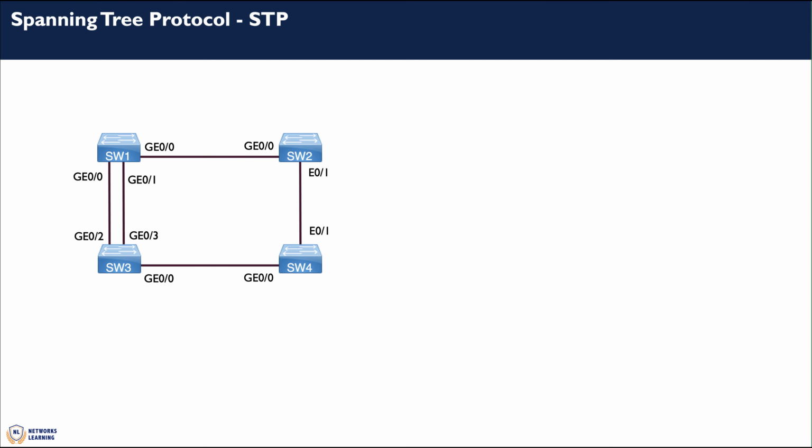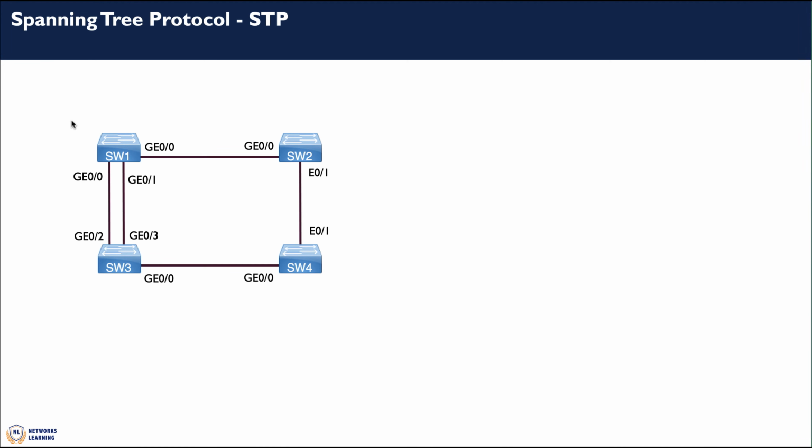In this video, we will look at spanning tree protocol and how it operates. In this topology, we have 4 switches in a ring connected with different port speeds, mostly gigabit and Ethernet between switch 2 and switch 4. So the challenge with layer 2 topology is that you cannot have loops.